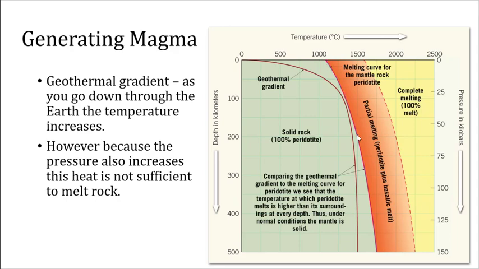At 200 kilometers down, it's closer to, I don't know, maybe 1,200, 1,300, 1,400 degrees. Okay, so that melting temperature is higher, right? As you go down, the pressure increases, and that increases the melting temperature of the rock. Notice this.